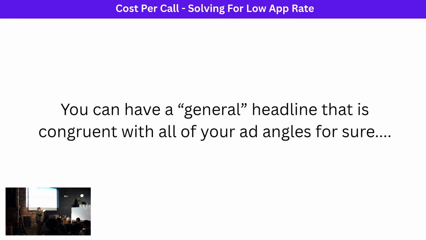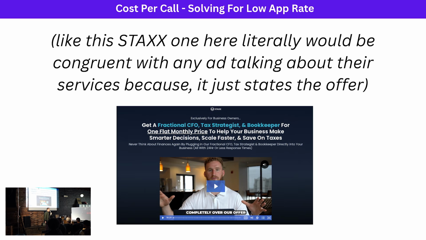So you can have a general headline at first, of course, that's still congruent with all of your ad angles. Like this one here for Stacks, this literally would be congruent with any ad talking about their services, regardless of the pain point and the desire, anything in the ad, because it just talks about their offer. But down the line, we can get more granular with stuff.